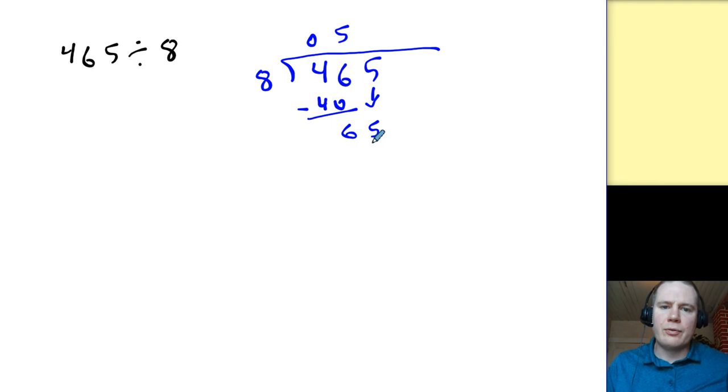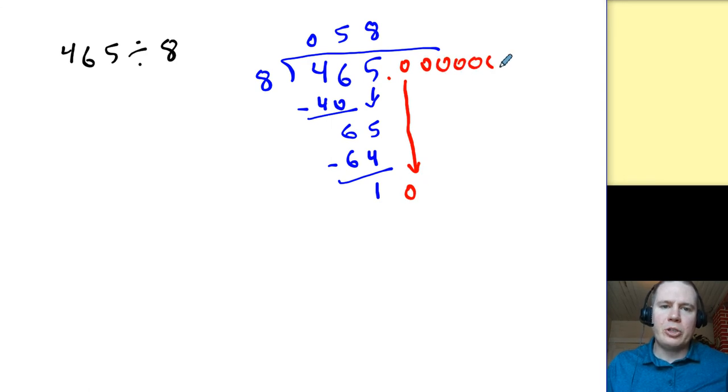8 goes into 65 8 times. 8 times 8 is 64. So I could get the mixed number 58 and 1/8, but I don't want a mixed number. I want a decimal point. Now, I'll just put a bunch of zeros here so that I'm prepared. Not sure how many I'm going to need, but I'll put them there. Now I can go back to the long division. I bring down the next place value. 8 goes into 10 one time. 10 minus 8 is 2. There's a remainder, so I bring down the next 0.